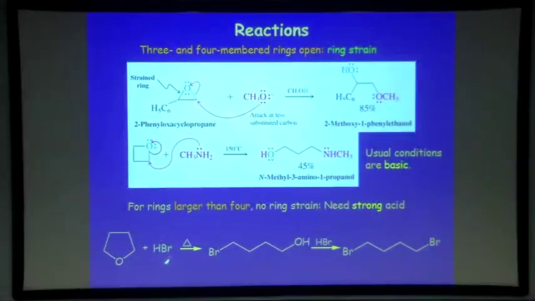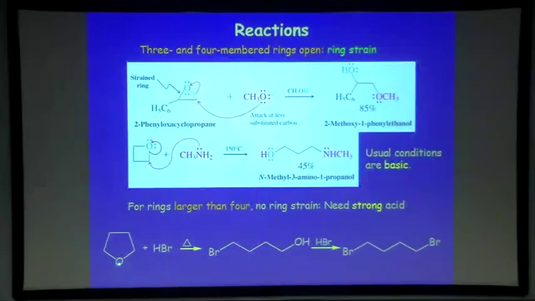These guys are really stable. Very difficult to ring open them. The conditions are typically those that are used for normal ethers, alkoxyalkanes, really quite drastic. You need strong mineral acid where you have a counterion that is also a good nucleophile. That really, as far as we're concerned, means HBr or HI. And then indeed protonation is followed by nucleophile attacking and kicking out the protonated alkoxy as the alcohol.